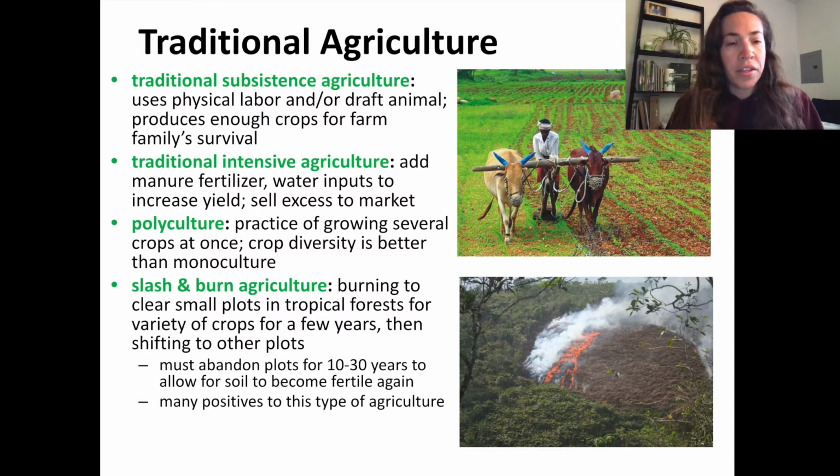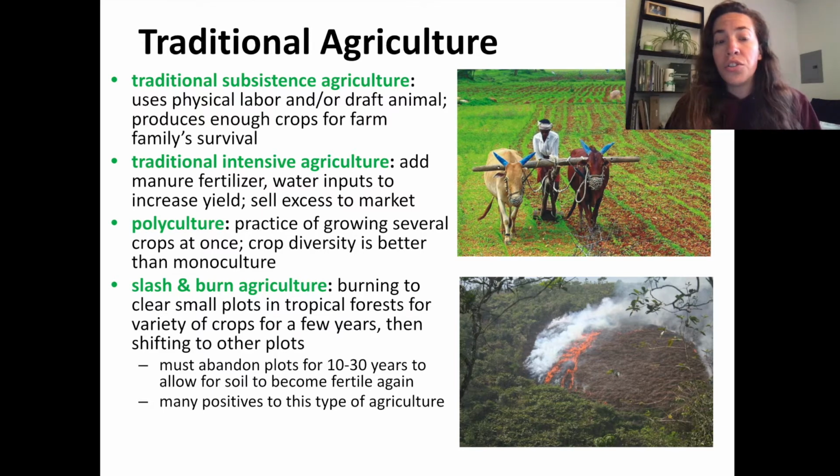And one of those methods is polyculture, the practice of growing several crops at once, where let's say you have one plot of land, but you've divided it amongst multiple types of crops, as opposed to a farm that only grows one single crop. Crop diversity is better than what we would call a monoculture, which is one type of crop, because it gives you options. Let's say one of your crops fails, at least you have the other ones to fall back on.